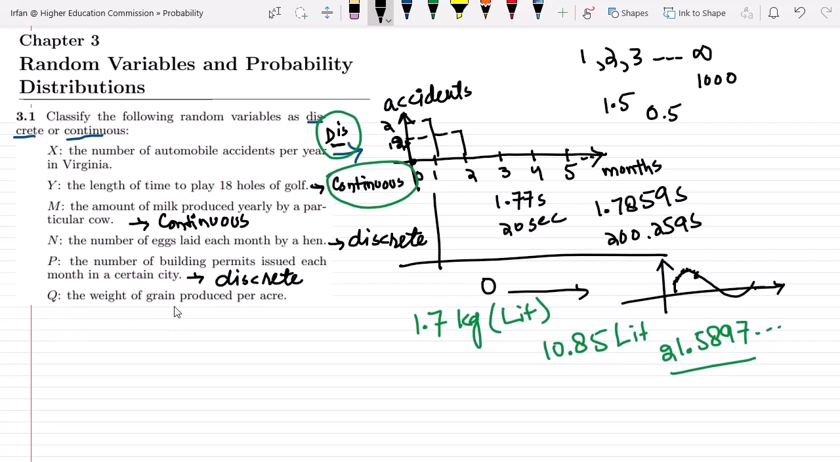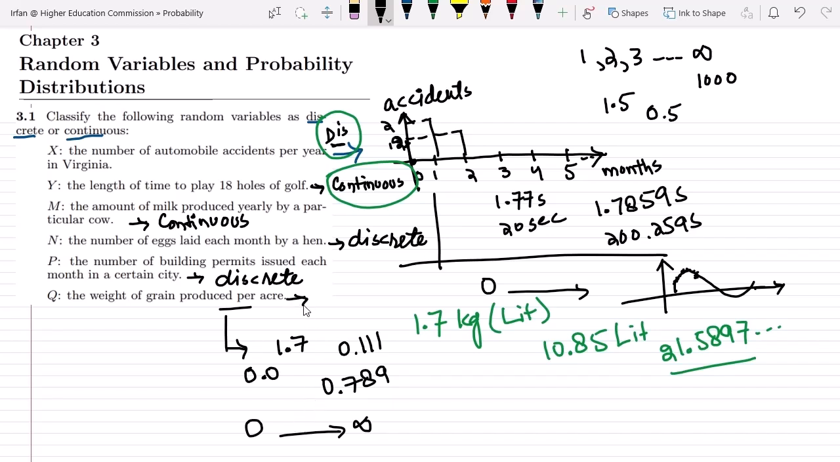Similarly, Q, the weight of grain produced per acre. The weight of grain produced per acre can range from 1.7, 0.0, 0.111, 0.789, and it can take any value. You can see that the weight can be composed of any value. These will range from 0 up to infinity, and here the values are not distinguishable. So therefore this is again a continuous random variable.